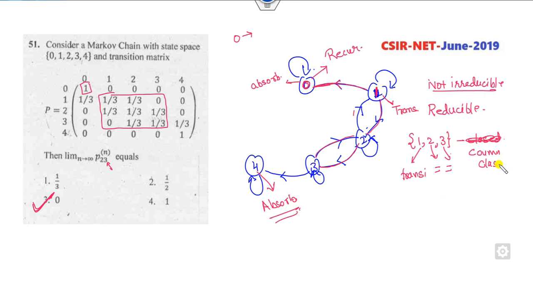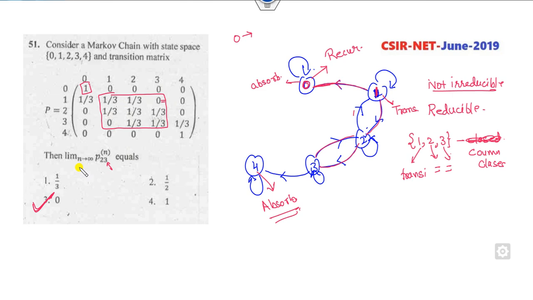Why is it not a closed class? Because you can see the sum of each row is not 1. For the closed class case, you have to prove that each row sum will be 1. But it is not 1. It is a communicating class, so each has the same nature. 1 is a transient, so 3 is also transient.